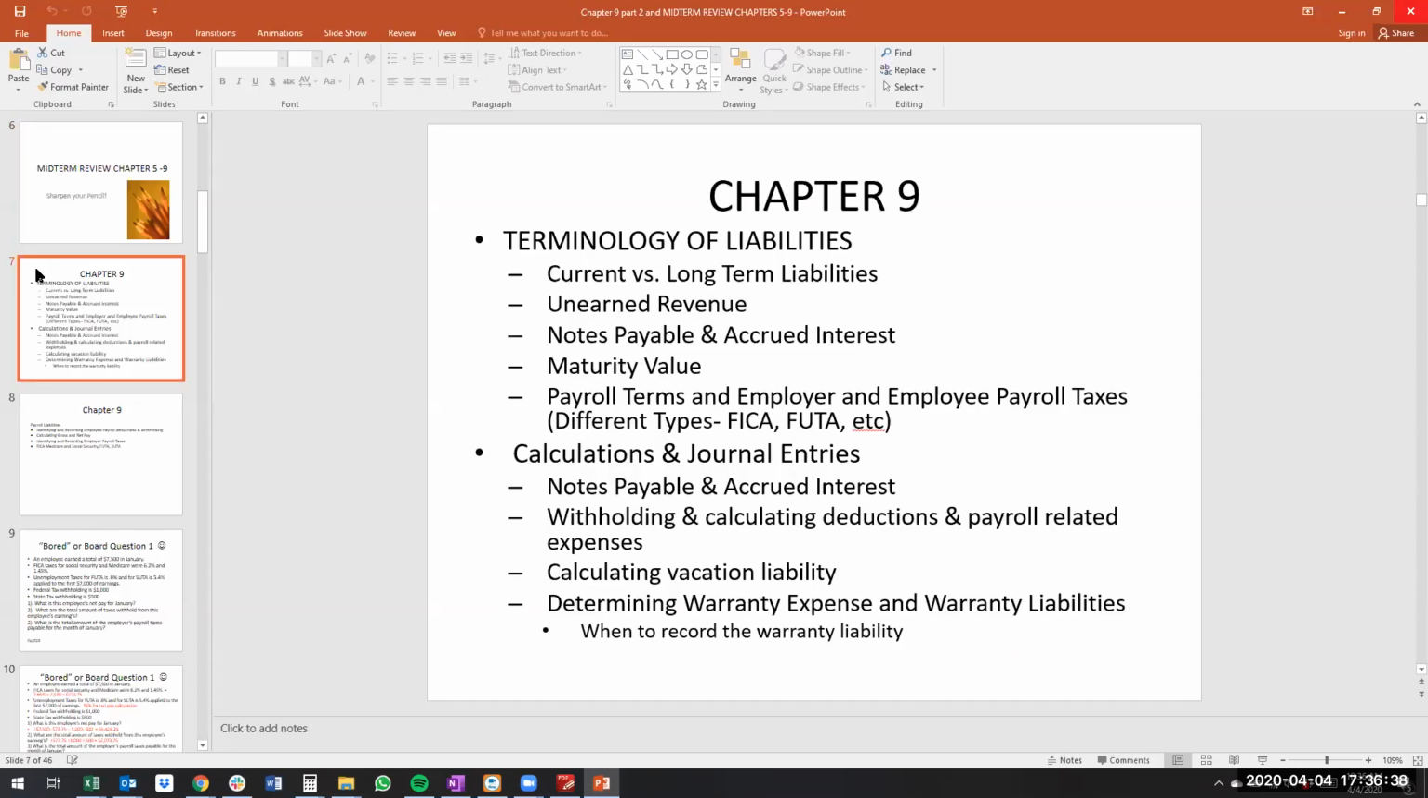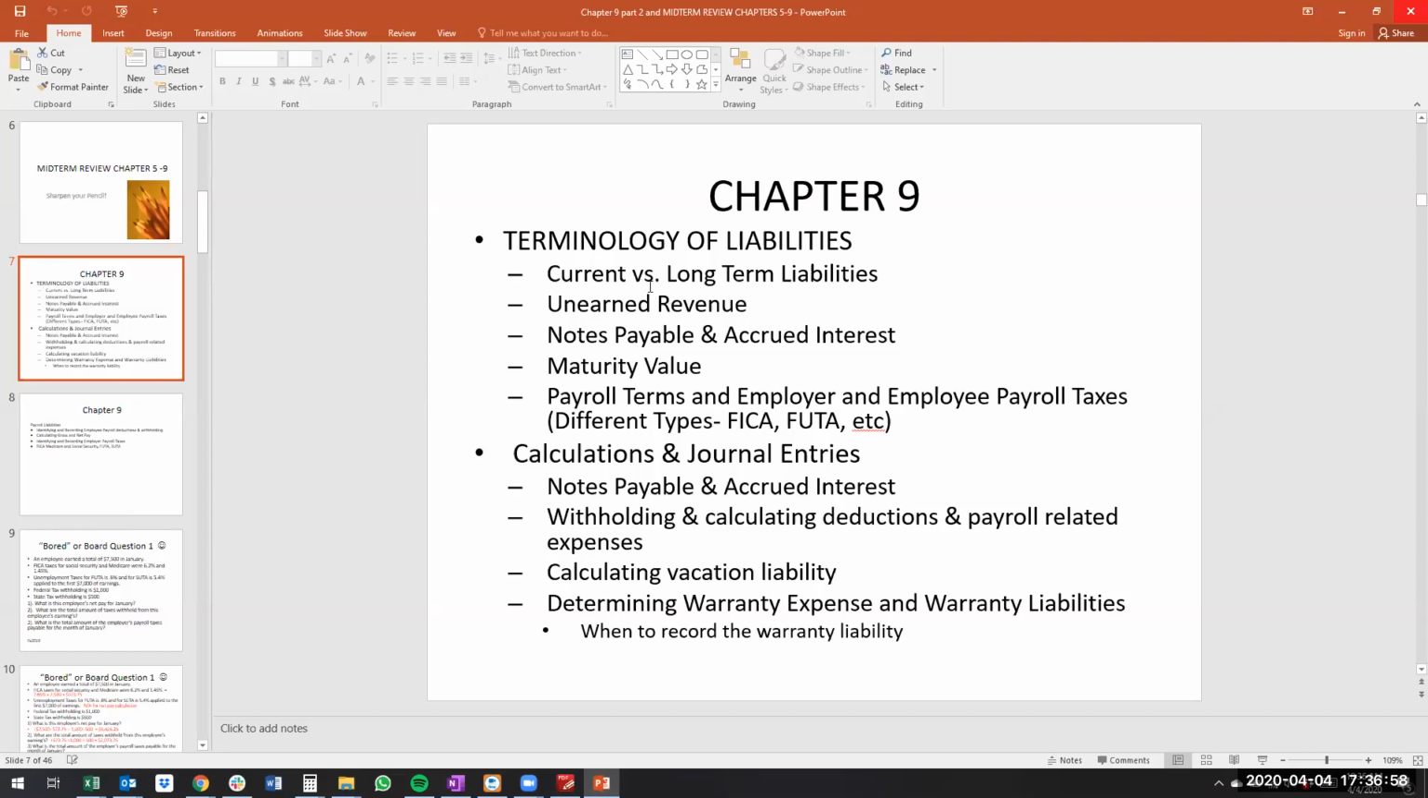Chapter 9, terminology of liabilities. We just went over this, but make sure you memorize it as a class. It's your responsibility to know each one of these pieces: current versus long-term liabilities, unearned revenue, notes payable and accrued interest, maturity value, payroll terms, employer and employee payroll taxes.